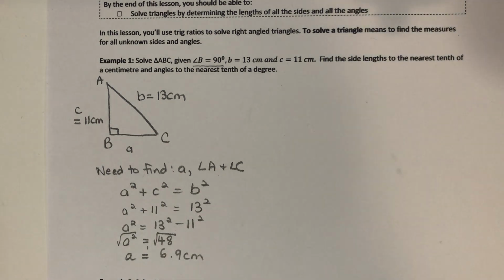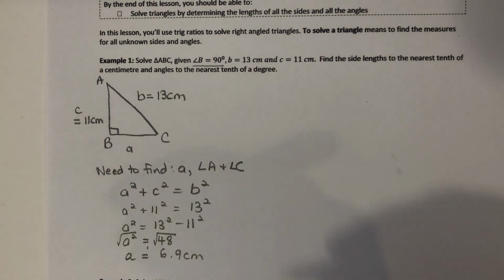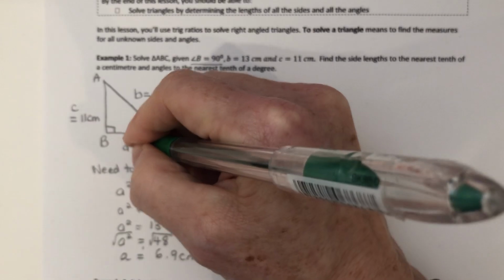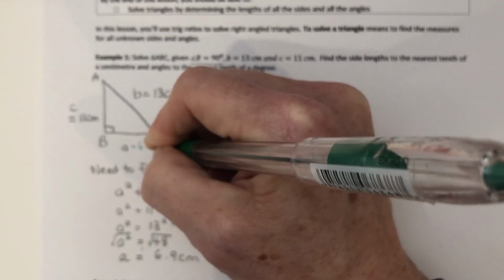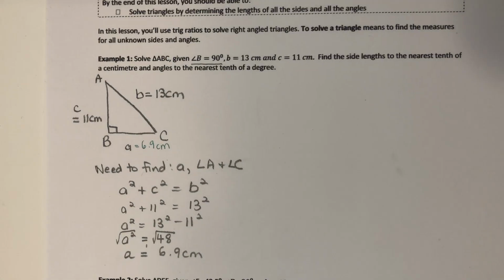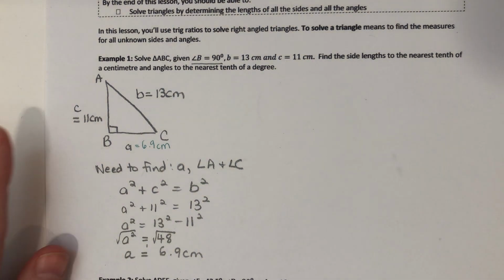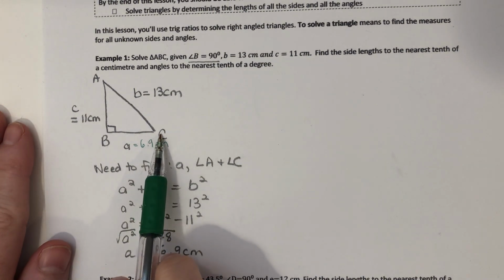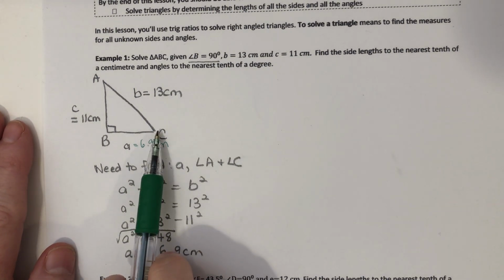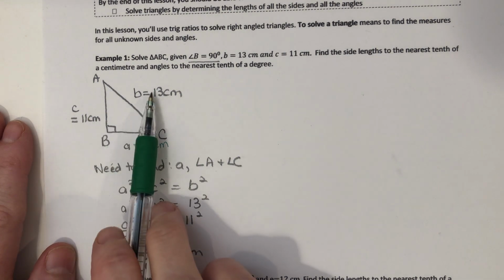centimeters. So let's put that onto our triangle, but in a different color. Let's put it in green. So we have A is 6.9 centimeters, okay? Now, I still need to get angle A and angle C. I'm going to start with angle C. So, angle C's here, I noticed that I was given the opposite side and the hypotenuse.